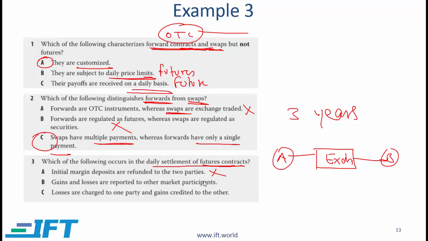So that money is not refunded. Therefore, option A is not correct. Gains and losses are reported to other market participants. That's not true. The gains and losses are known to each party, and if A gains, then A receives money. If B loses, then money is taken out of B's account. So this is not a true statement. Losses are charged to one party and gains credited to the other. This is a true statement. Therefore, C is the correct answer.